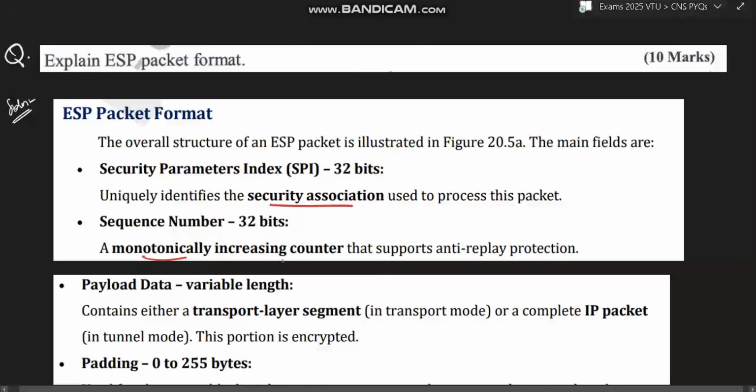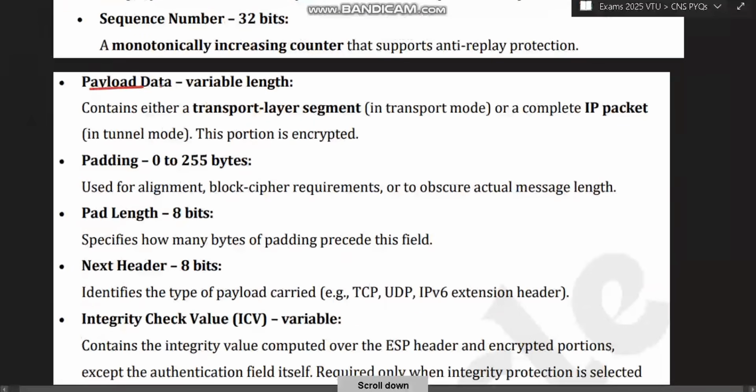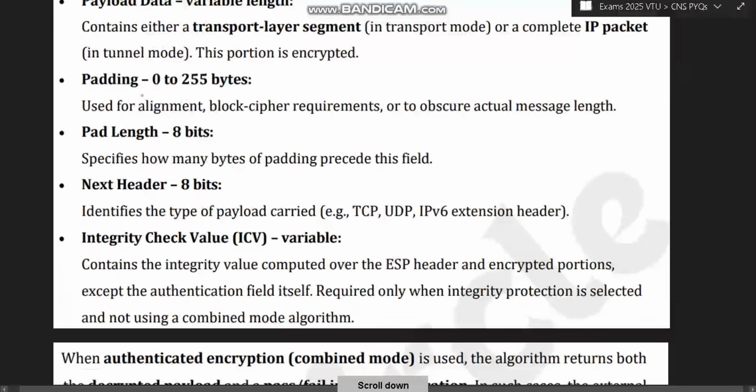Sequence number is a monotonically increasing counter that supports anti-replay protection. It means each packet will have one number, and the next packet will have the next number, to ensure that a new packet is received and not duplicate packets every time. Payload data is of variable length: whatever data needs to be transferred will be present in the payload data section. Padding is used for alignment, block cipher requirements, and to obscure the actual message length. To hide the actual length, padding will be there, meaning some data will be put in front and back of it.